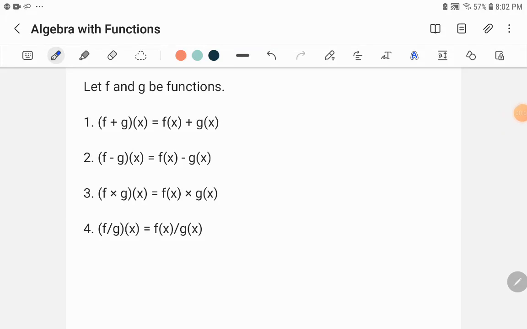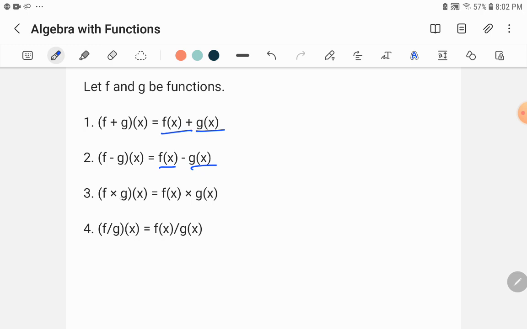In this video we're going to be looking at algebra of functions, and so here's the definition. Suppose we have two functions f and g. We can do addition, so f plus g of x is equal to f of x plus g of x. Similarly with subtraction, f minus g, if we're subtracting those two functions, we could just write it out as f of x minus g of x.